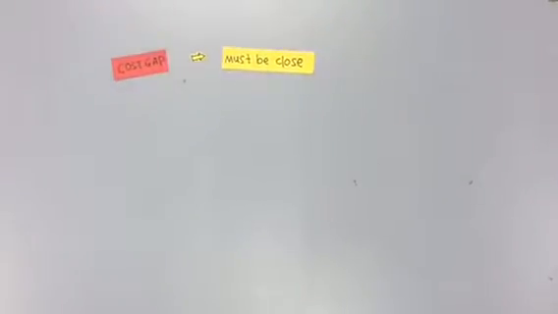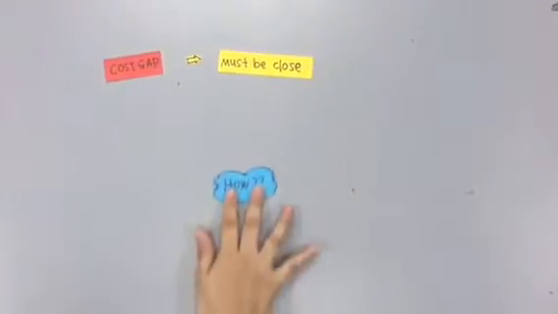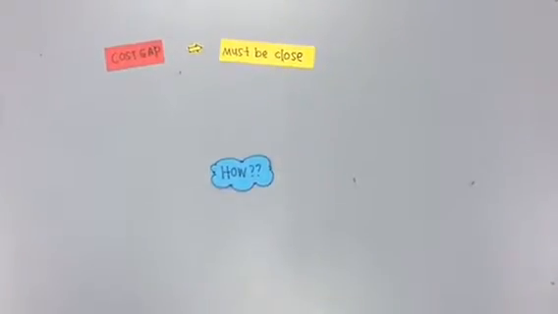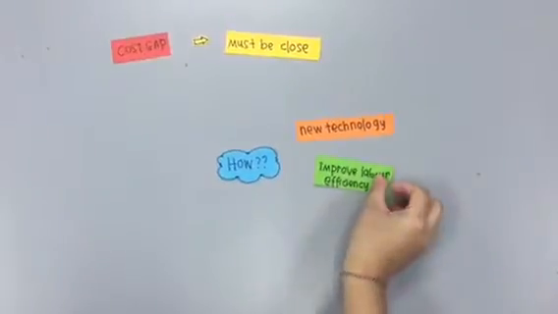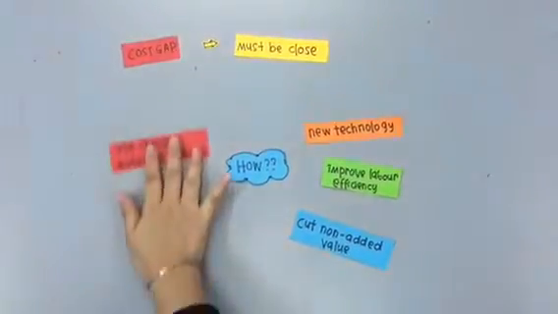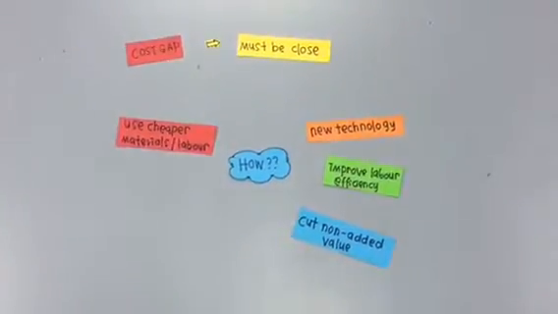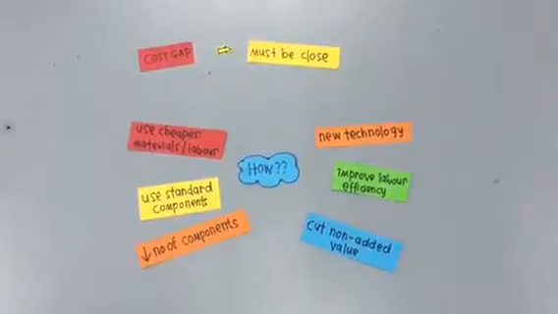There are several ways to close the gap, but it also depends on the scenarios. Examples of ways to close the gap are using new technology, improving labor efficiency, cutting non-value added items, using cheaper materials and labor, using standard components, and reducing the number of components.